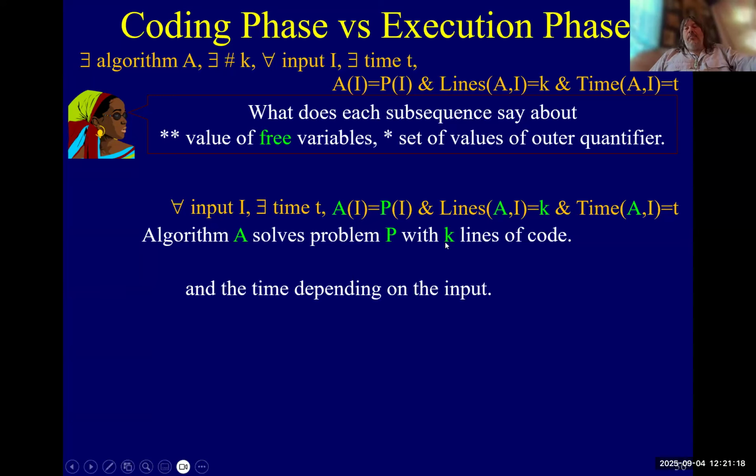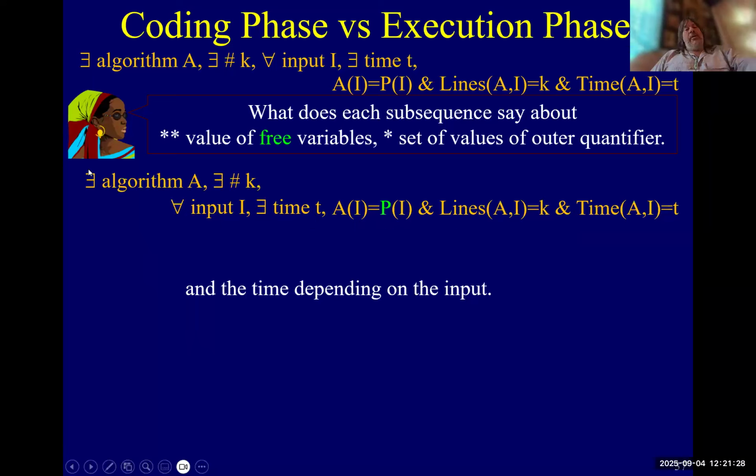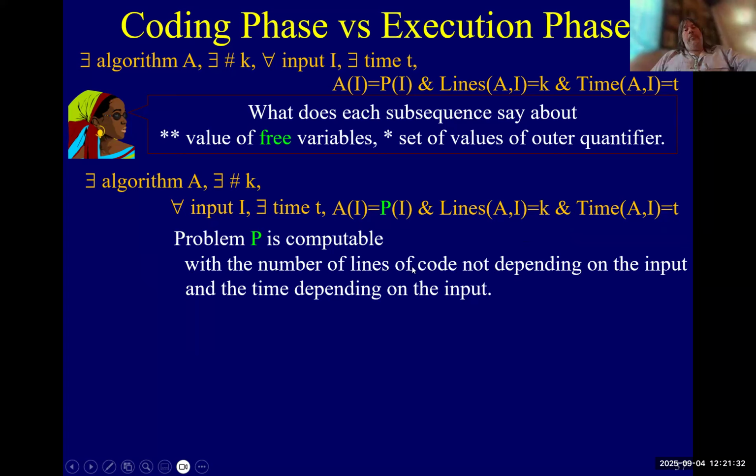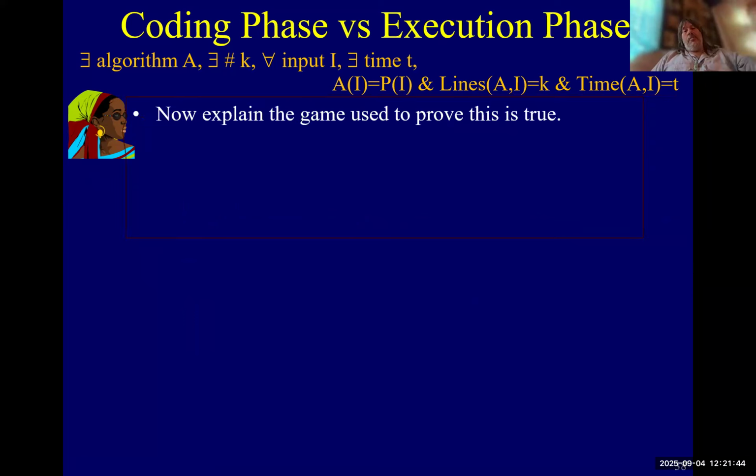And the time here depends on the input, right? For every input, there is some running time, right? And during coding time, what we're saying is P is computable with some number of lines of code that doesn't depend on the input, right? There's some algorithm that computes it with some number of lines of code, while the time does depend on the input.